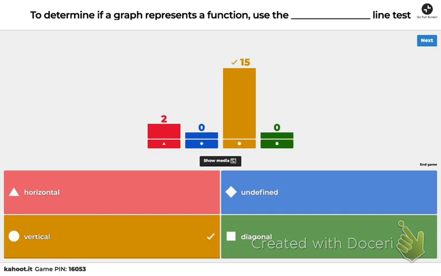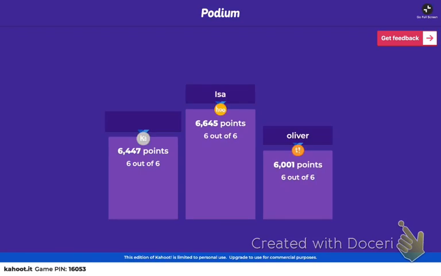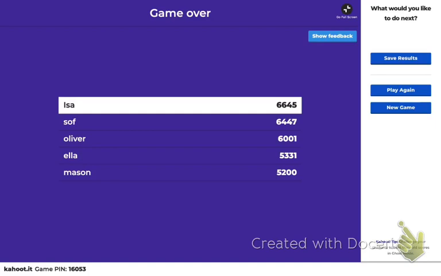Was that really Isa? Is that really you? Awesome. Who is SOF? So, got it. Oliver, is that really you, Oliver? Excellent work. Here is the rest of the top 5. Ella was in the top 5. Mason, was that really Ella? And Mason was really Mason? Awesome. Very good. I hope that was fun. We'll do more Kahoots in the future. You guys did very, very well with that Kahoot. So we'll definitely keep doing those.